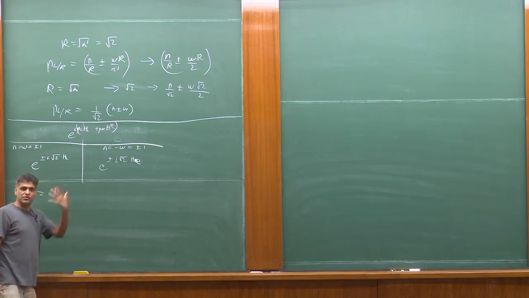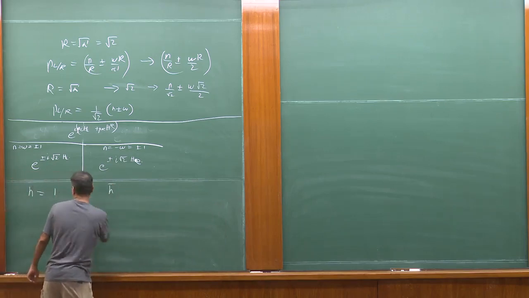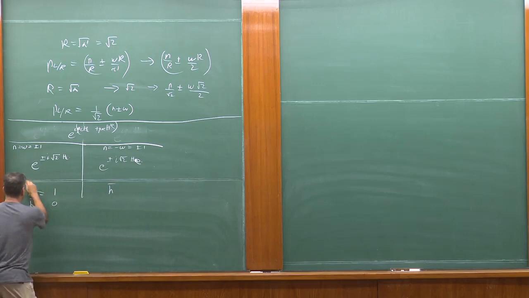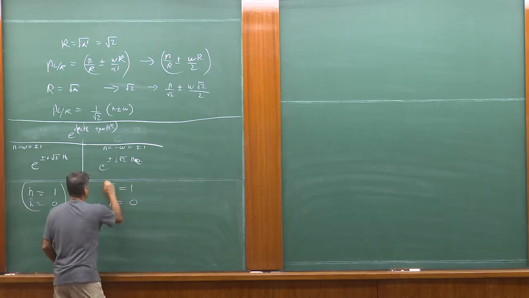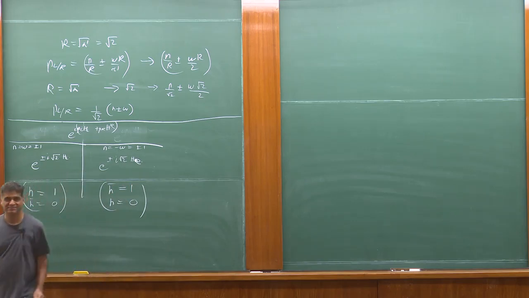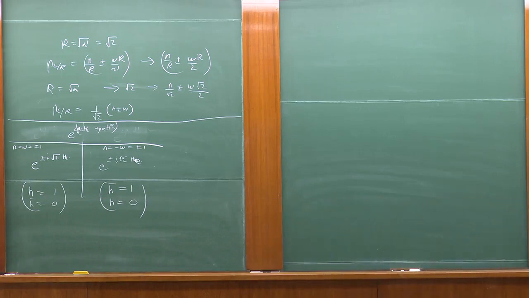Right, because square root 2 squared by 2 is 1. Similarly, here we've got H bar equal to 0. It's purely left moving. And we've got H bar equal to 1 and H equal to 0 on this side.